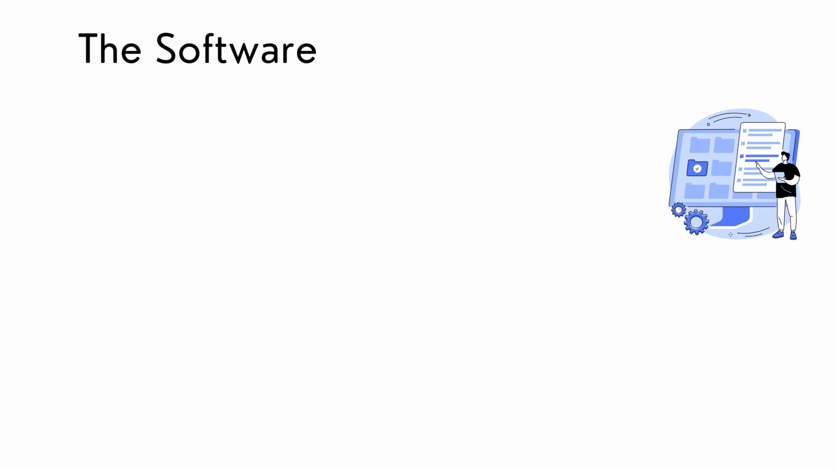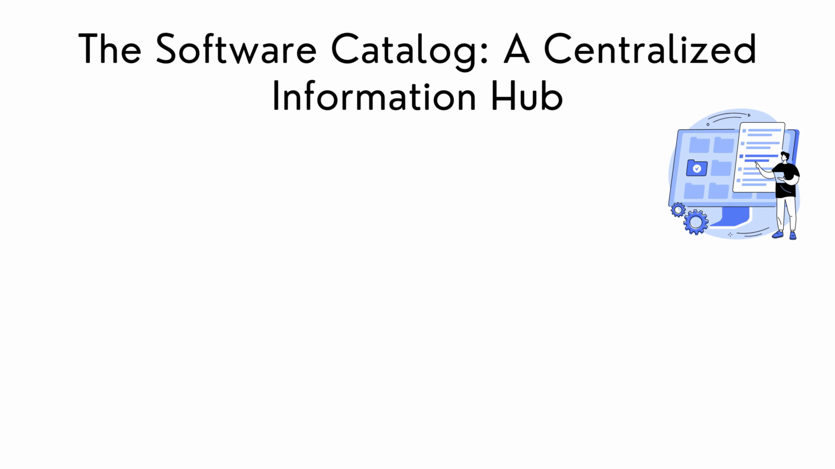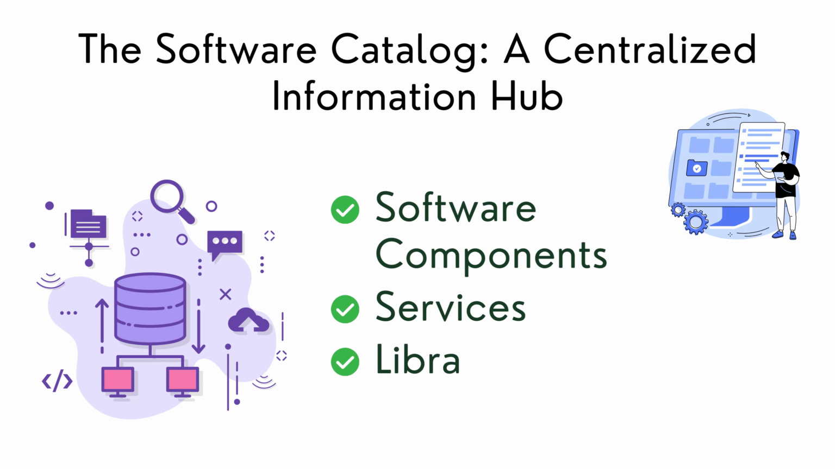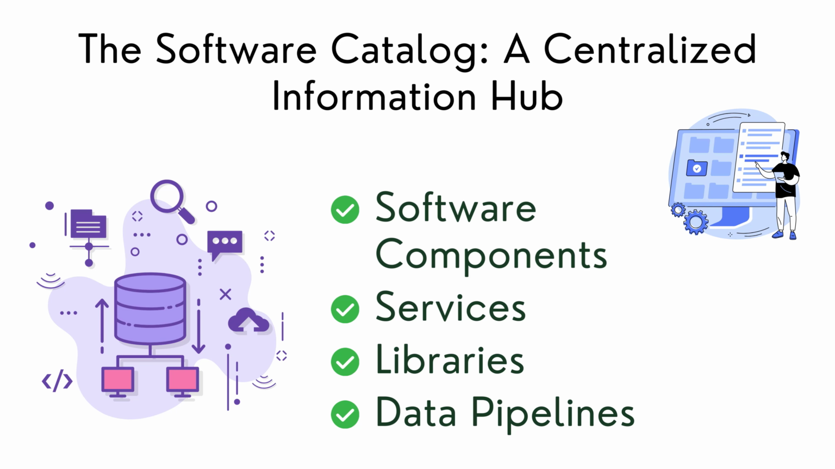The software catalog is a centralized information hub. It is one of the most powerful features of Backstage. It serves as a centralized database where all of your software components, services, libraries, data pipelines, and more can be organized and managed. Let's take a look at some of the features of the software catalog.